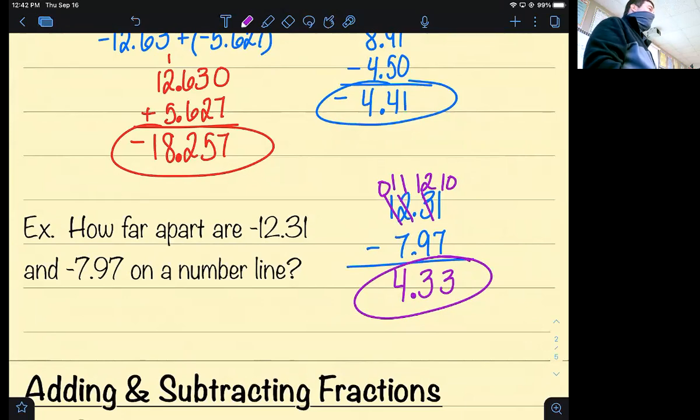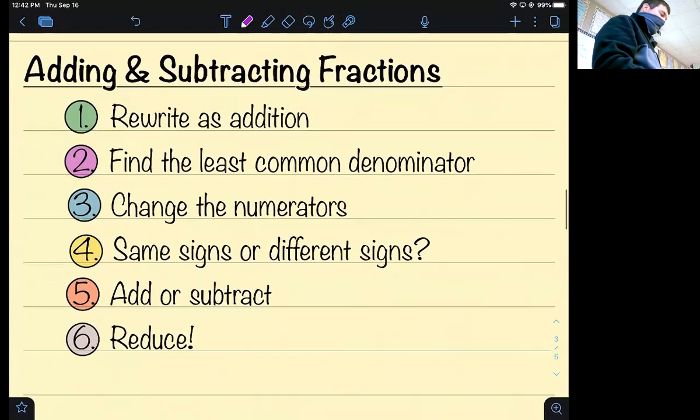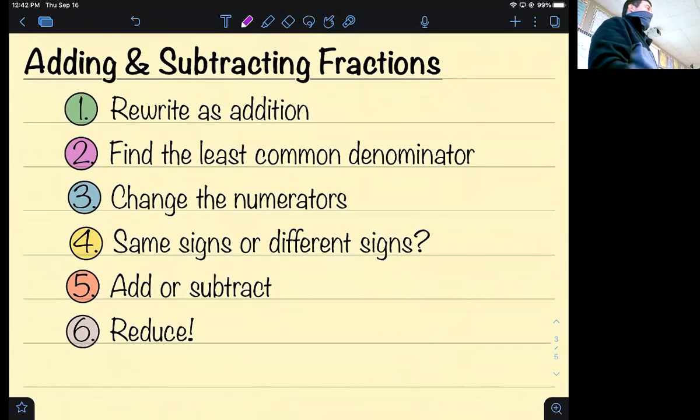Now that I've done decimals, let's switch over to fractions. We don't like fractions as much when we're adding or subtracting, especially. You don't? You do? You like them? Okay. I've got the new rule here.